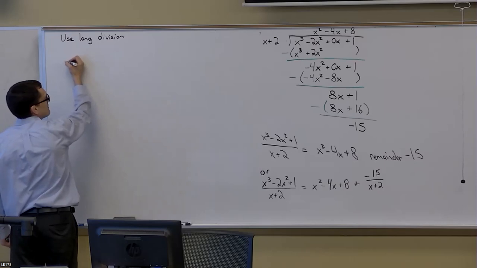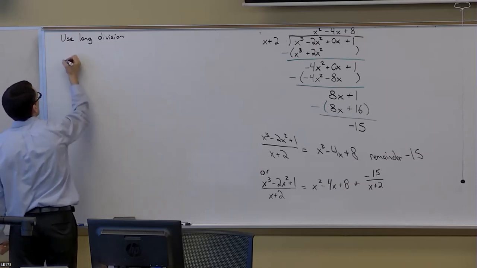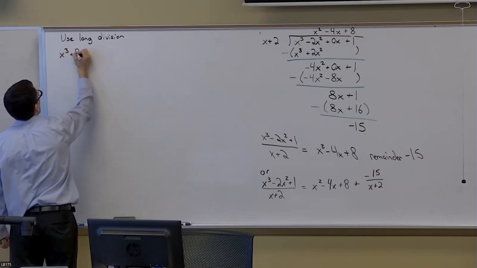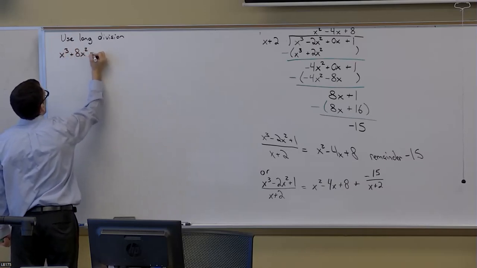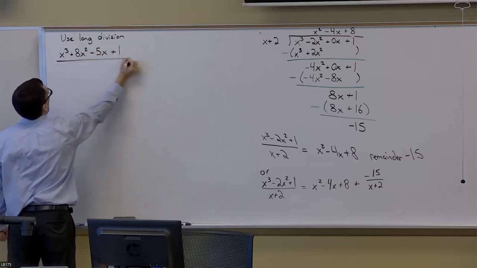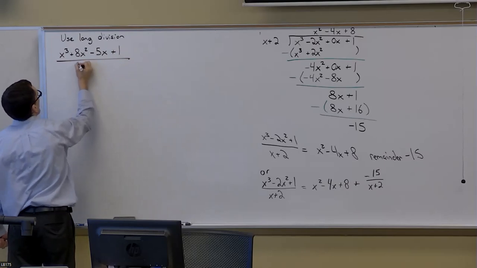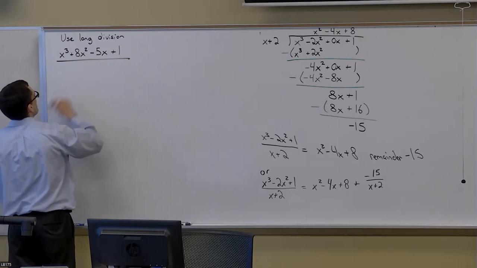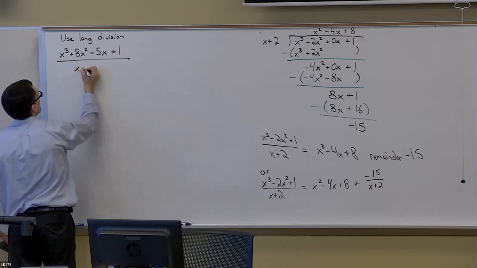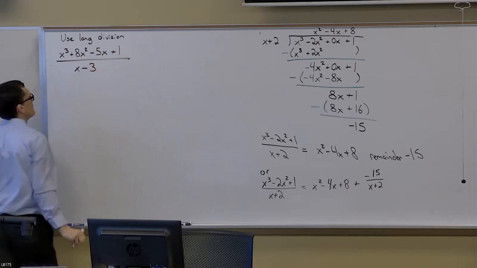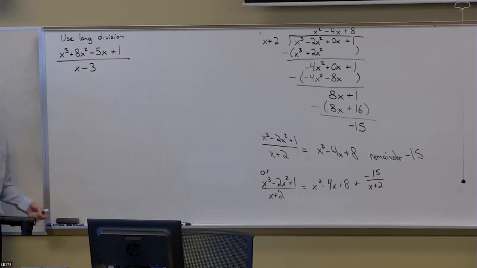Did that yet? I don't think so. I think I want to do something else. Let's do x to the third plus 8x squared minus 5x plus 1, all divided by x minus 3. Go ahead and do this one on your own.